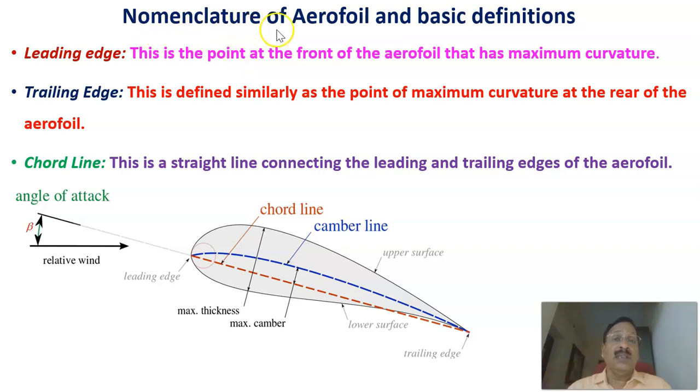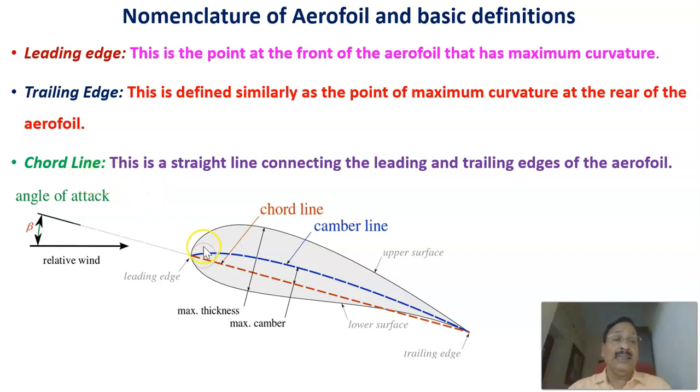Let us see some nomenclature of aerofoil and some basic definitions. One is the leading edge. This is the leading edge, the point at the front of the aerofoil that has maximum curvature. And the trailing edge is defined similarly as the point of maximum curvature at the rear of the aerofoil. This is the trailing edge.